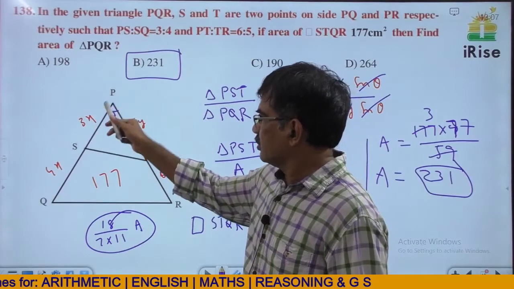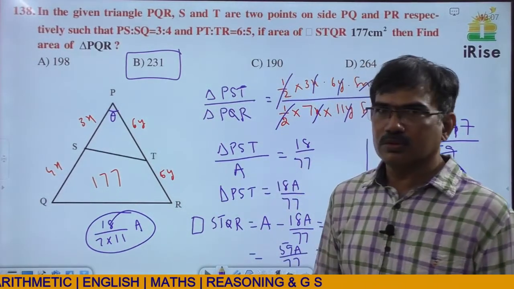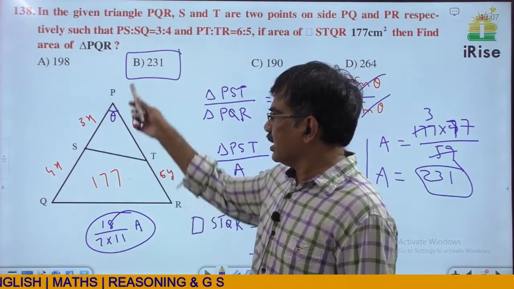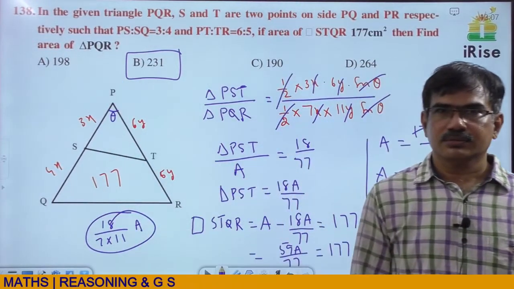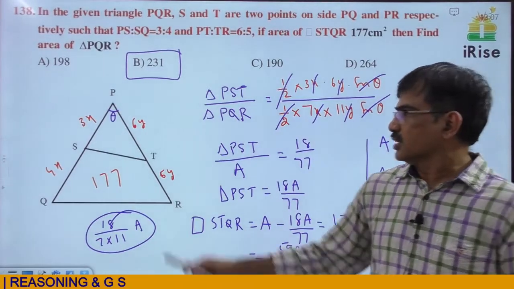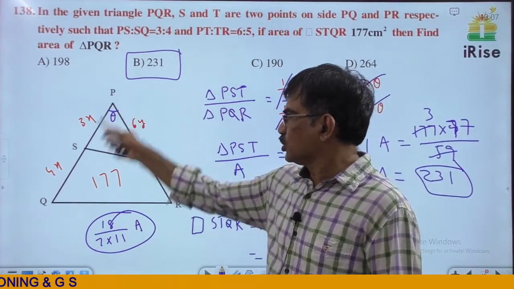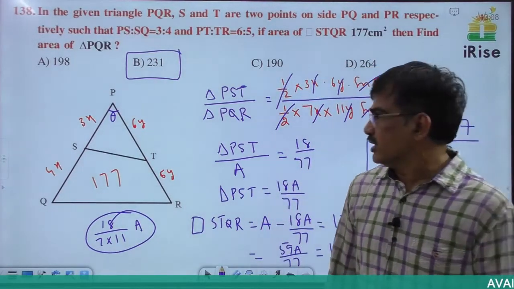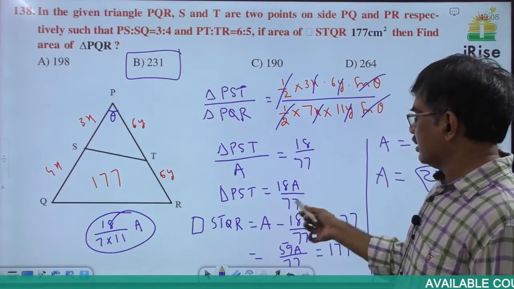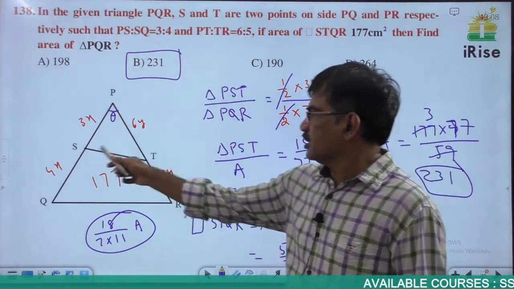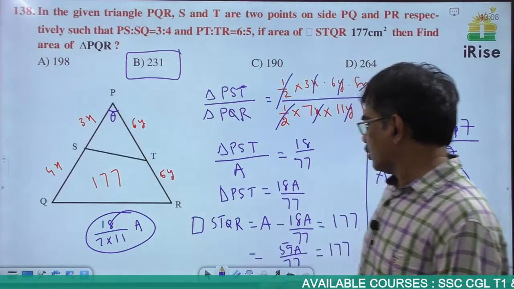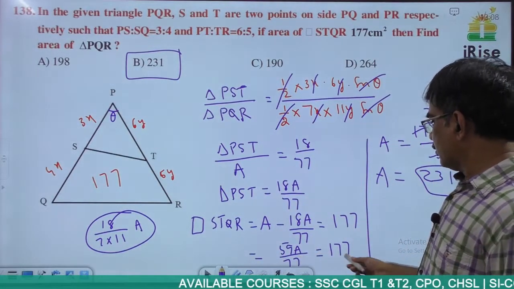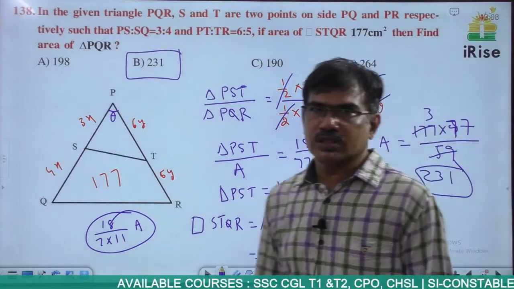Product of these two by product of these two gives, because the included angle is the same, this area in terms of the total area. This is 18 parts out of 77 parts of A, so 18 by 77 A. So what is this other part? Total area minus this part. Total area is A minus 18A by 77, which gives 59A by 77. So from this we can find A as 237.